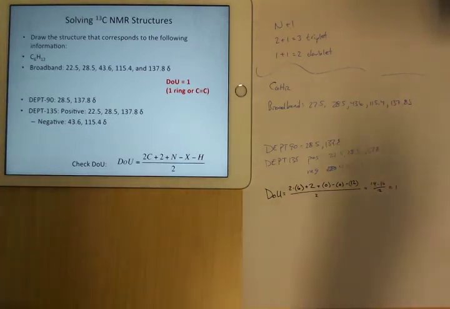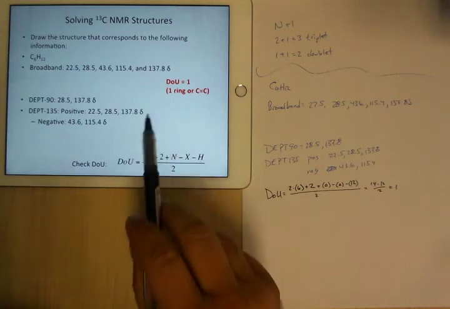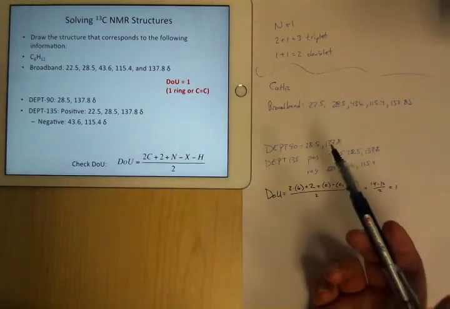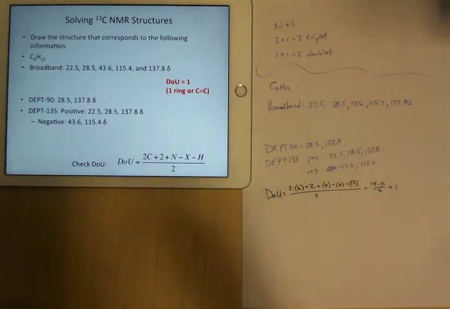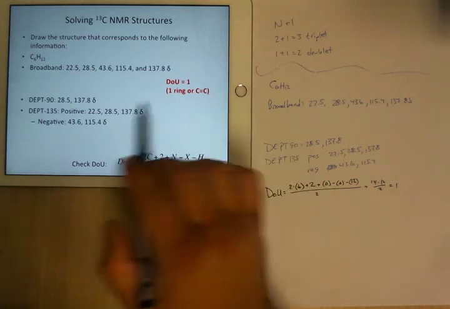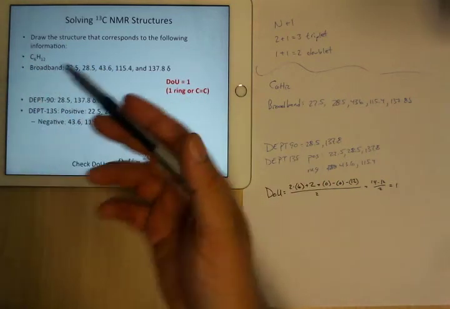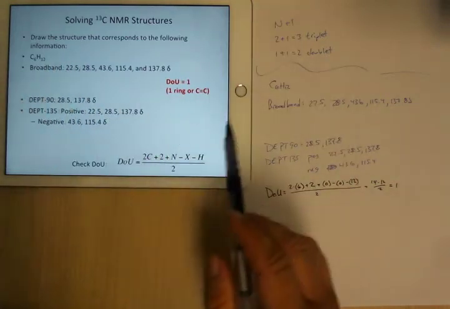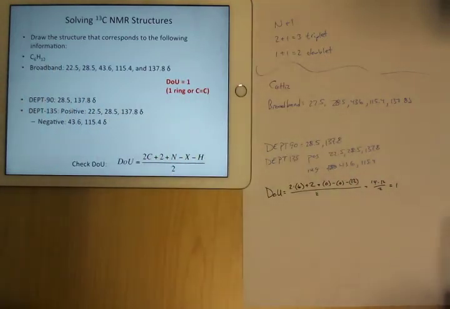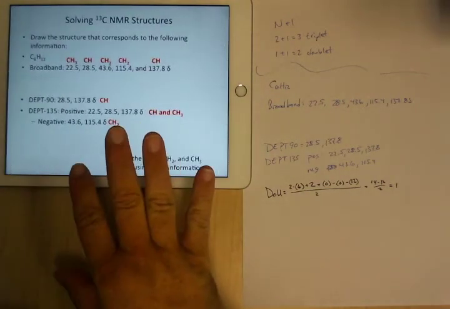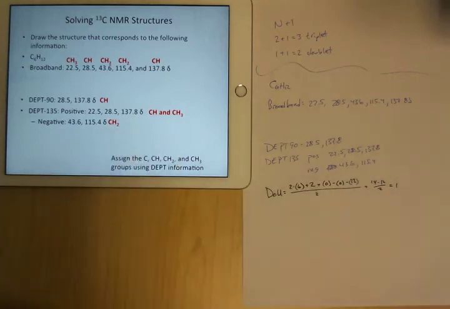So remember, a DOU is either we have one ring, or for each one of these we have a ring or a pi bond. We don't know which. Okay, we know it has to be a carbon-carbon double bond because we don't have any other heteroatoms, and it's only a hydrocarbon. If we had an oxygen here, it could be a C=O double bond, so we have to be careful for that. We don't know yet. Okay. So then we go into the DEPT stuff.